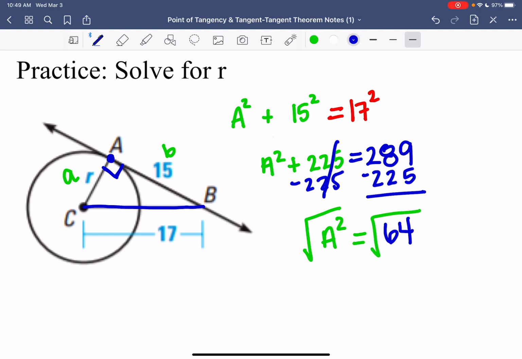So our A value for this problem, which is really the R that we're searching for, our A is 8. The square root of 64 is 8. So on this problem, our radius is 8. All right, I hope this helps.